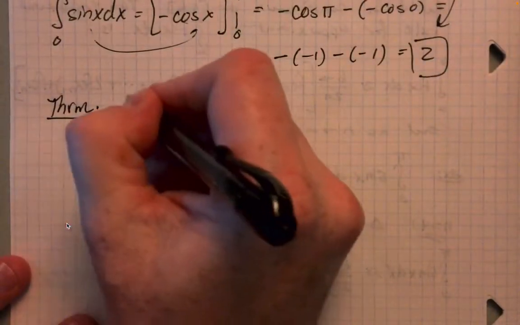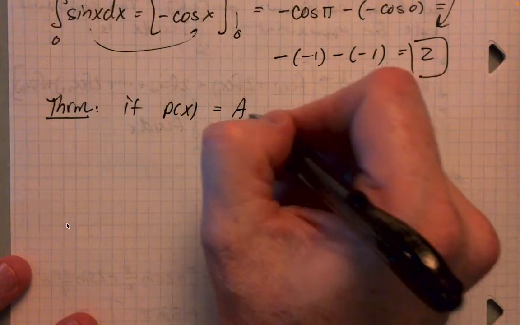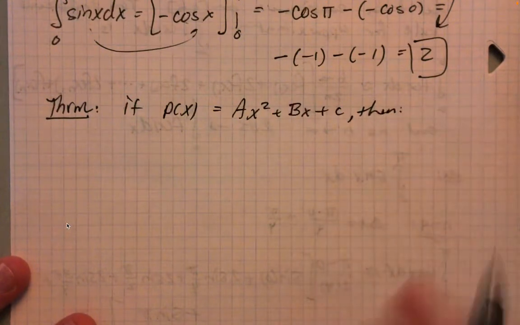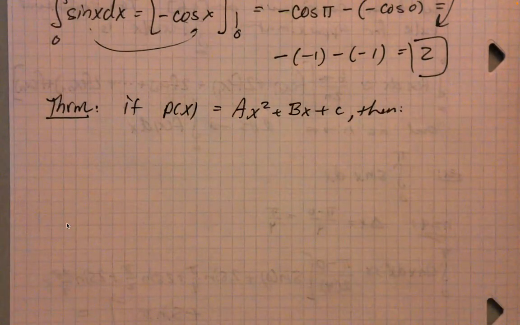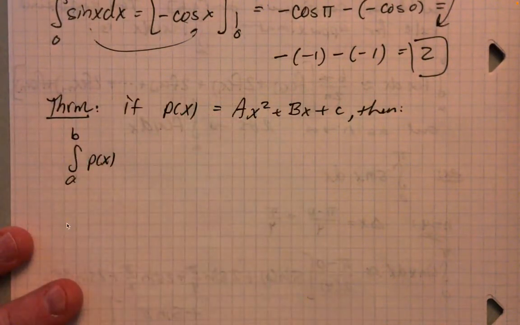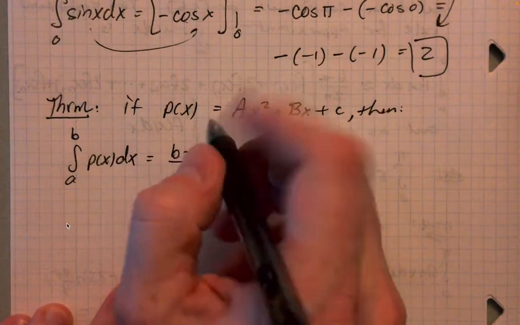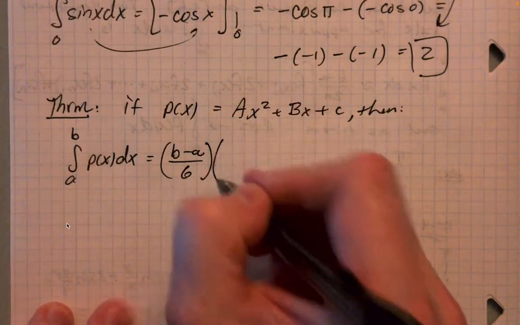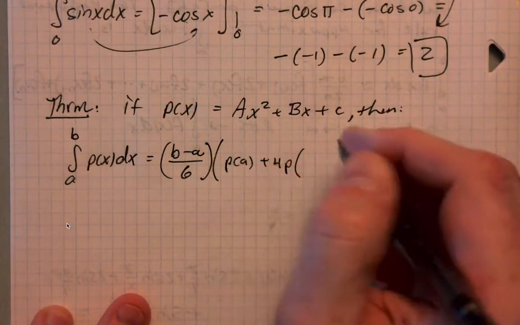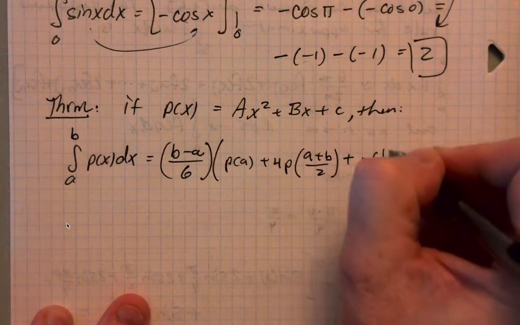So if p of x is a polynomial, and specifically a second degree polynomial, ax squared plus bx plus c, then the integral from a to b of this polynomial p of x is equal to (b minus a) over 6 times [p of a plus 4 p of (a plus b) over 2 plus p of b].